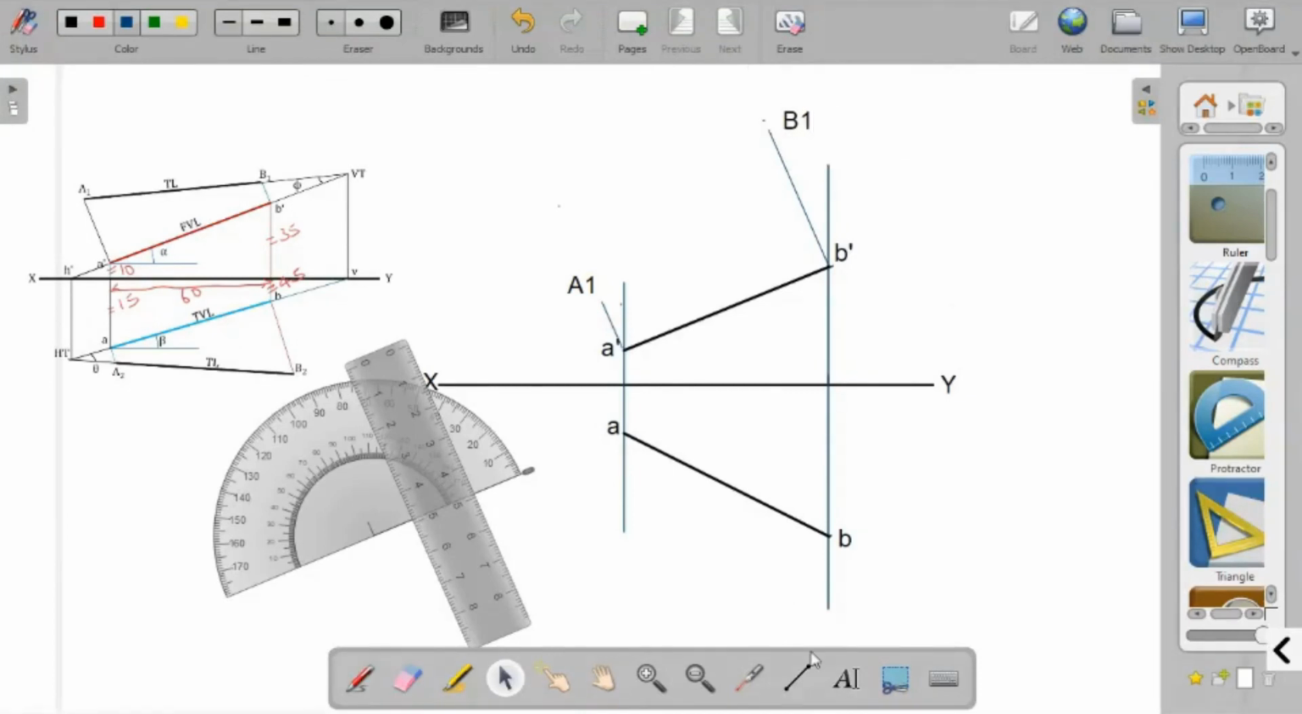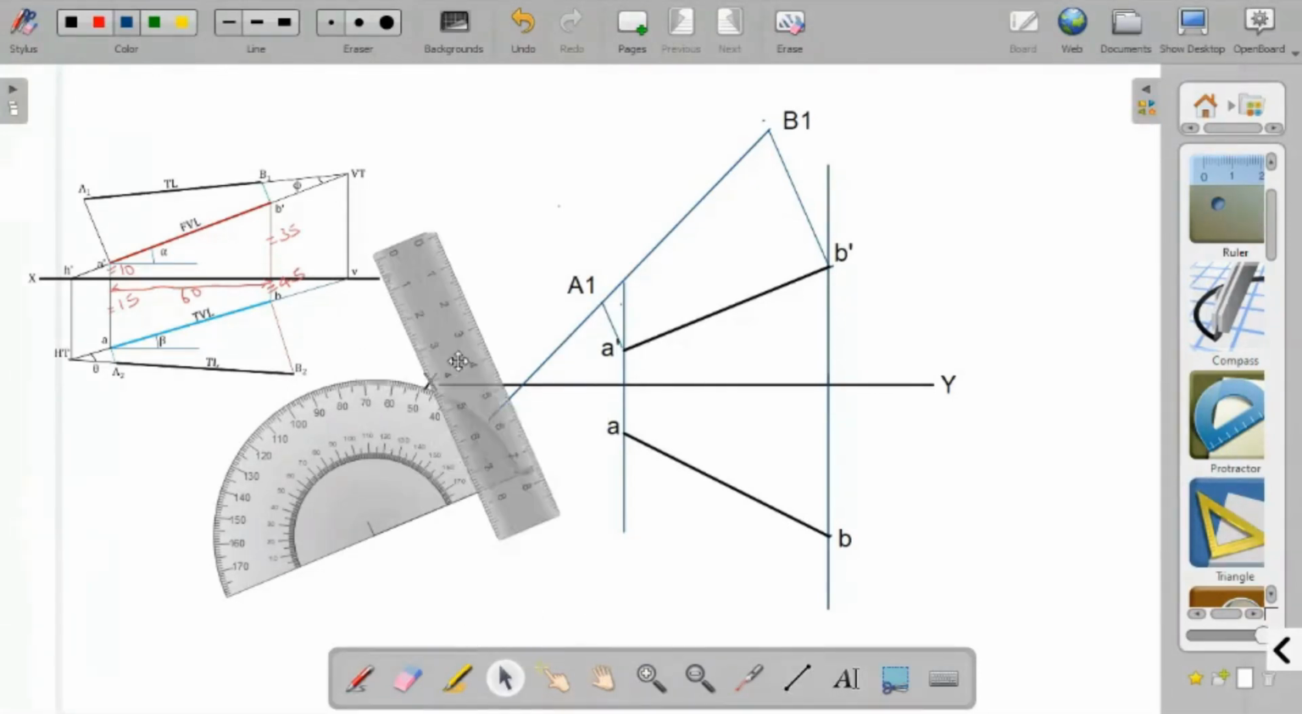Now you can join these 2 points. I'm joining it using an extended line instead of drawing the extension. Again, I am just extending the line. So this is the extension in which we will obtain VT, that we will do further. But in the initial case itself, we can extend it.